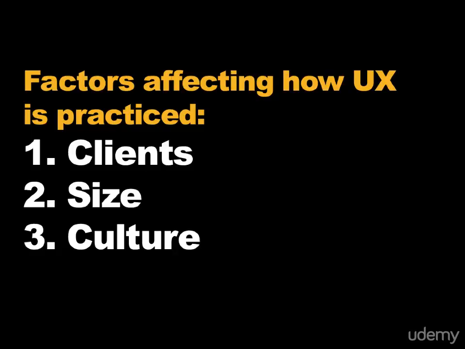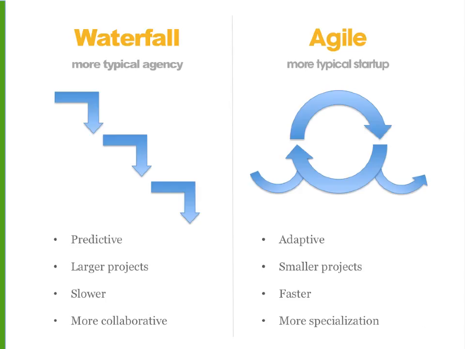are also different approaches to process. And when we look at process, we see that there are mainly two distinct approaches. On the extremes, there's waterfall and agile. Waterfall is more predictive, slower, often used on larger projects where there's more collaboration, and it's typically more of what you used to find at agencies.